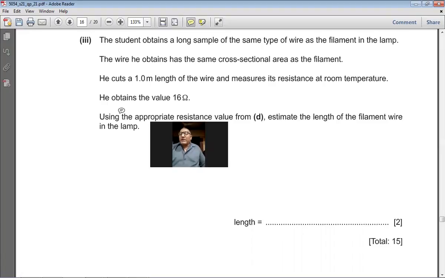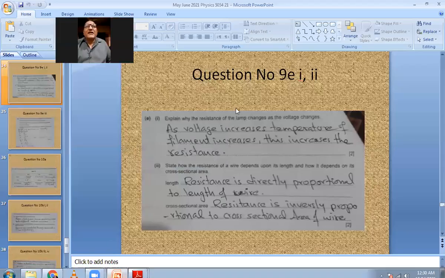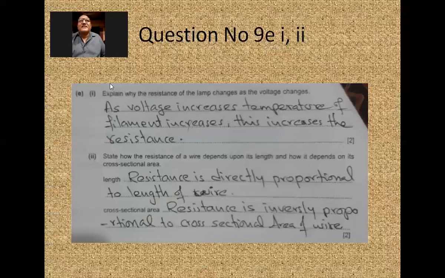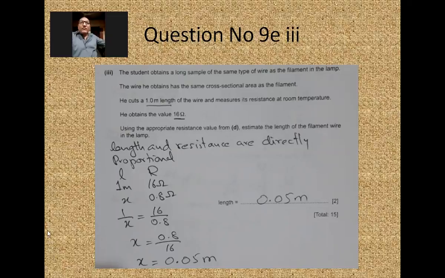So I will use the method of proportionality. Let me show you. The method of proportionality you have learned in your mathematics. So length and the resistance: when the length is 1 meter, the resistance is 16 ohm. And the first resistance we calculated was 0.8 ohm. So what will be the length? Because they are directly proportional, I will write 1 by x is equal to 16 by 0.8.